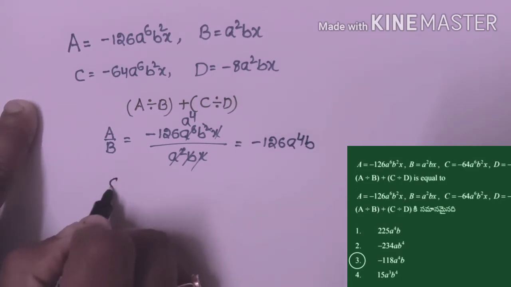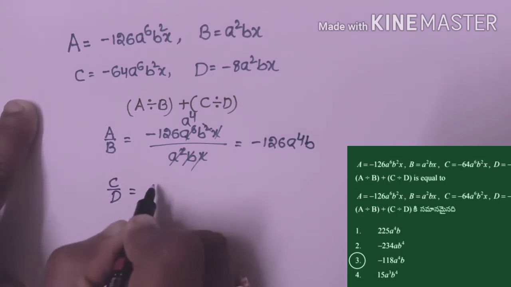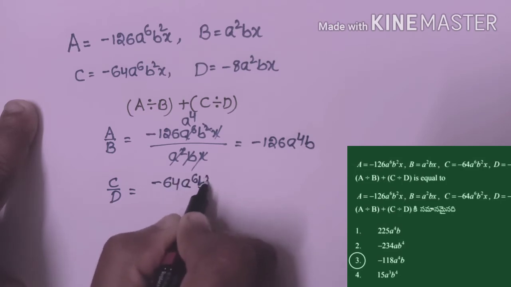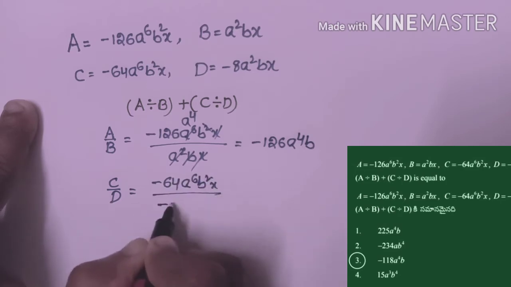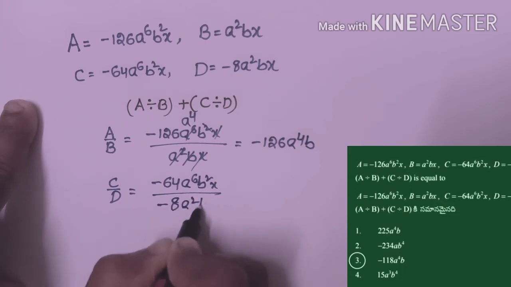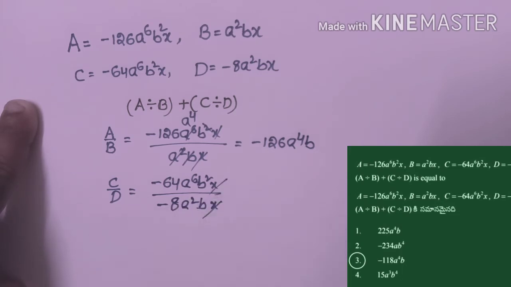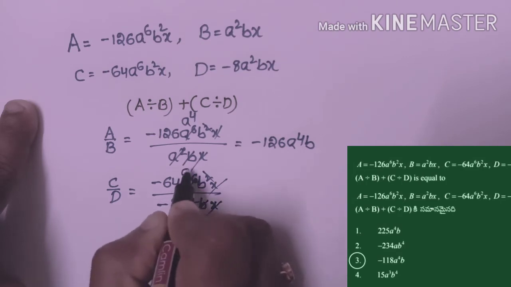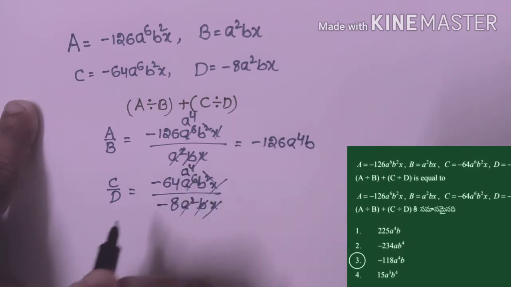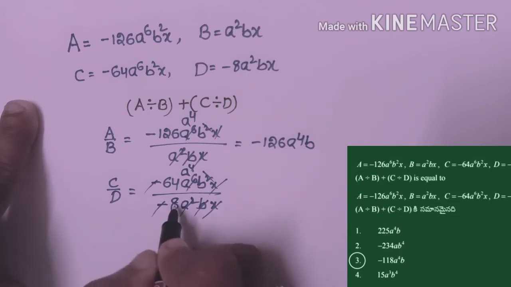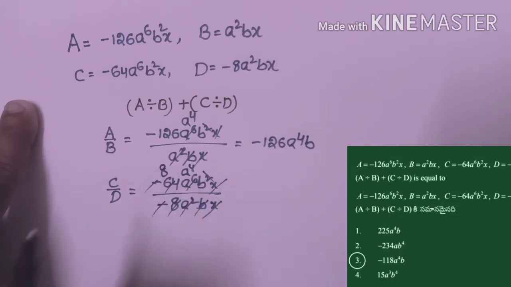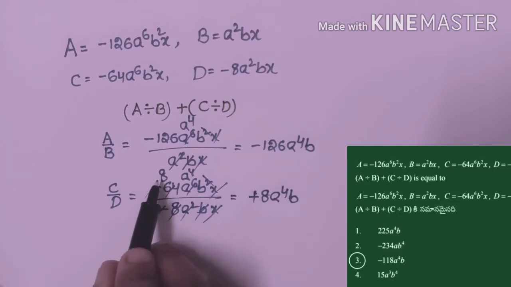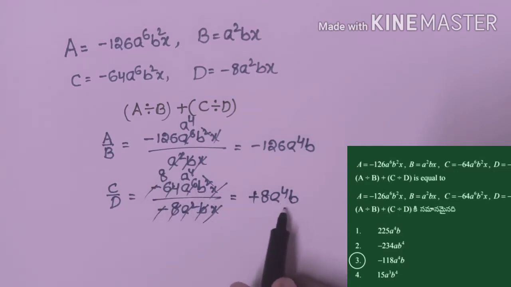Now finding the value of c by d here. C by d is equal to the c value, minus 64 a power 6 b square x, whole by the d value, minus 8 a square bx. Here also x and x get cancelled. One b is cancelled, 2 a's are cancelled. So the value here is a power 4. Minus and minus get cancelled and this 8 is cancelled by 8 times. So the remaining value is 8 into a power 4b. This is the remaining value.